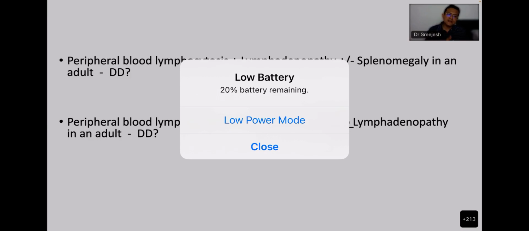Now, I'm going to another situation where there is peripheral lymphocytosis and splenomegaly, but there is no lymphadenopathy on clinical examination as well as imaging. Then what will you think? Kartika? You have splenomegaly, you have lymphocytosis, but no lymphadenopathy.